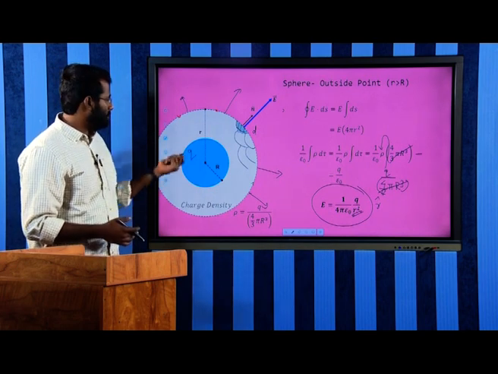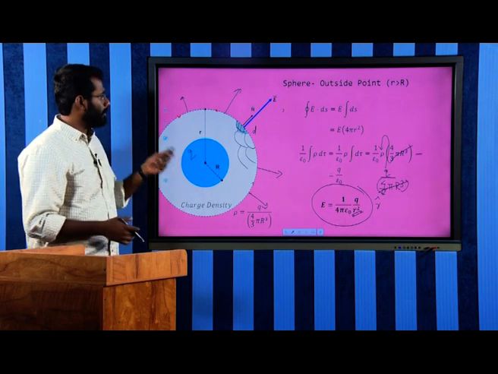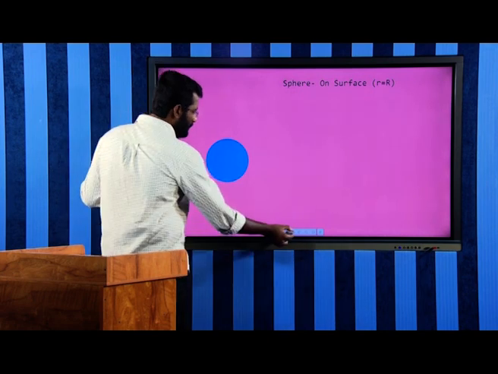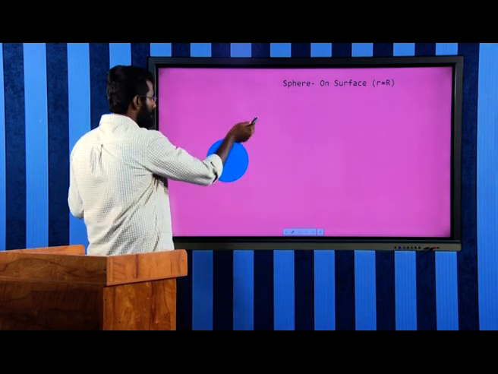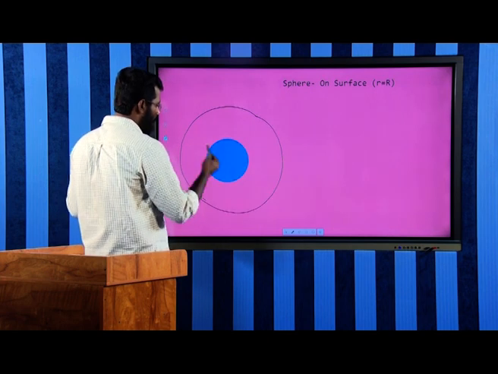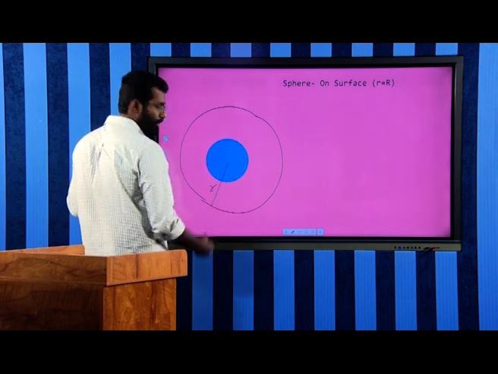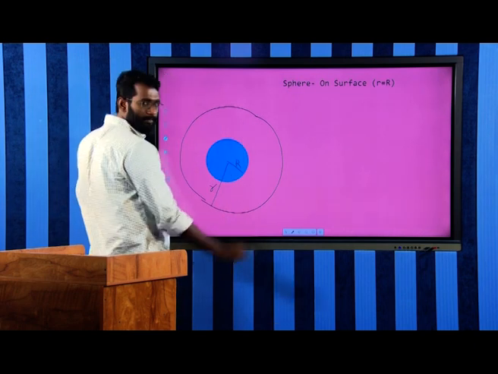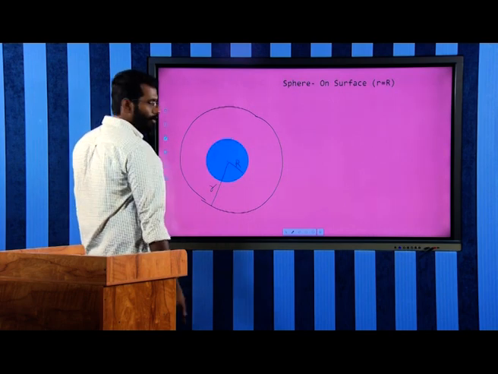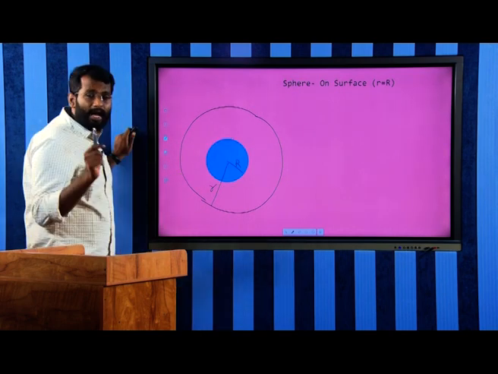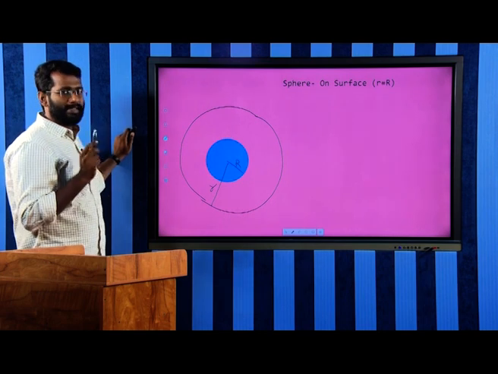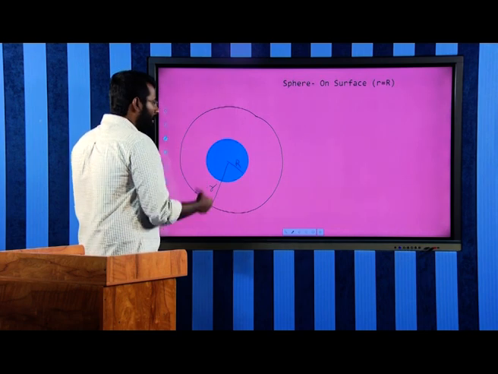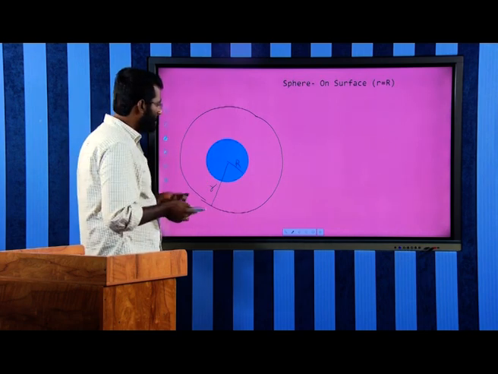Now we can calculate it on the surface of the sphere. It is very easy actually. On the surface of the sphere, what happens? Earlier we considered a surface which is something like this, and its radius was r. Now it is outside, and this has a radius capital R. This was our old Gaussian surface. Now we want to calculate the field on the surface, so we have to reduce this whole sphere to the surface.